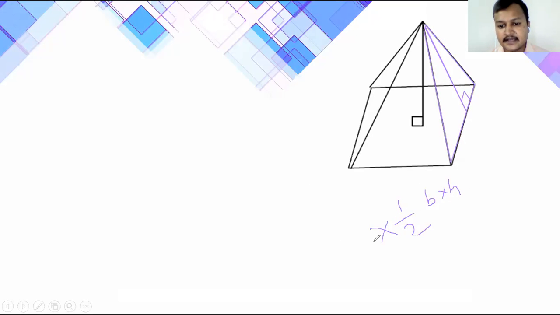And how many triangles are there in total? There are 4 triangles, isn't it? In this pyramid there are 4 triangles: left side, right side, back side, and front side. And this base, we denoted by A, as we did a moment ago while drawing the figure. This height is denoted by slant height L, and this is denoted by edge E, and this is denoted by H, the vertical height.